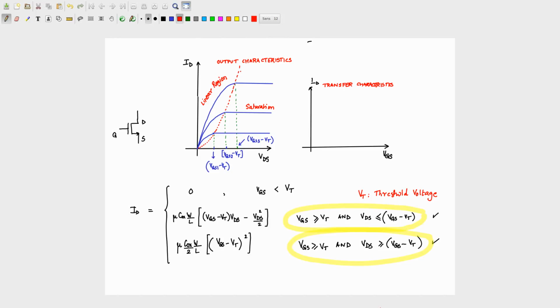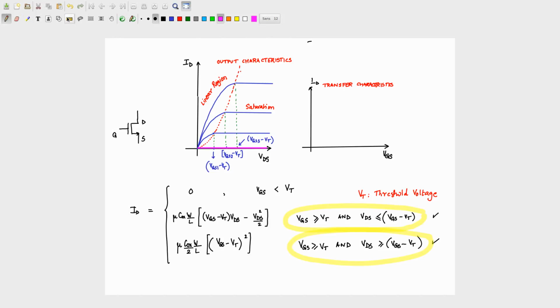And this region has a name, and that is called the linear region, and I'll explain why it's called the linear region in a moment. So to the left of this red dotted line is the linear region, and to the right of the red dotted line is called the saturation region.